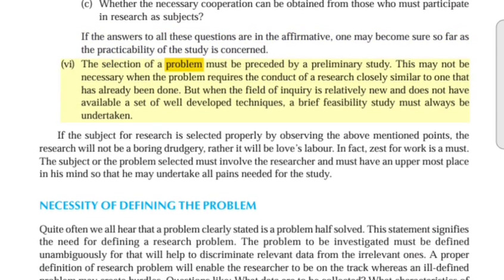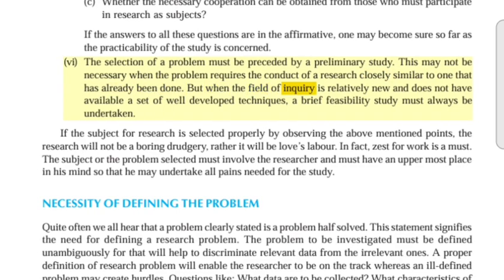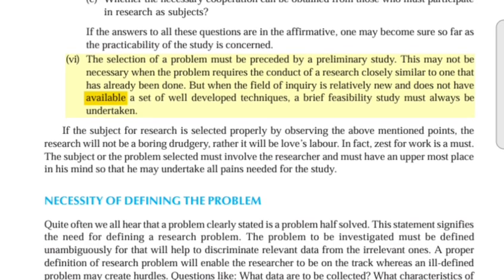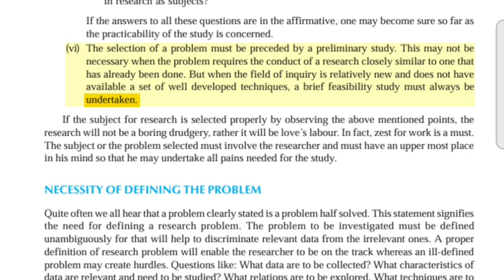VI. The selection of a problem must be preceded by a preliminary study. This may not be necessary when the problem requires the conduct of a research closely similar to one that has already been done. But when the field of inquiry is relatively new and does not have available a set of well-developed techniques, a brief feasibility study must always be undertaken.